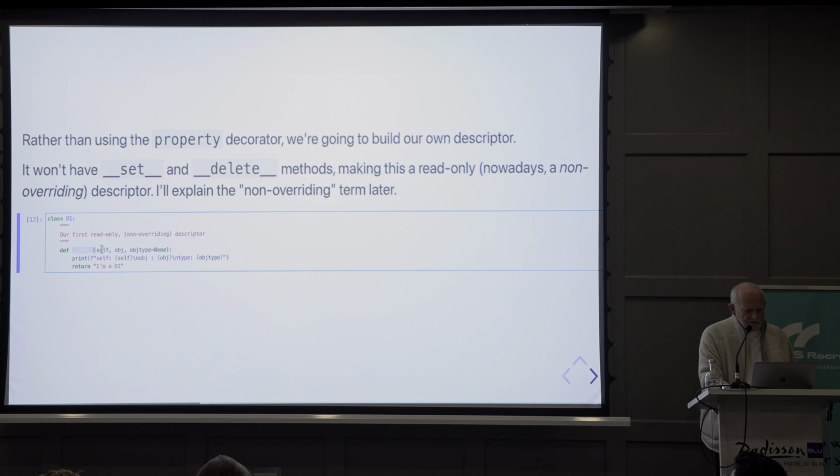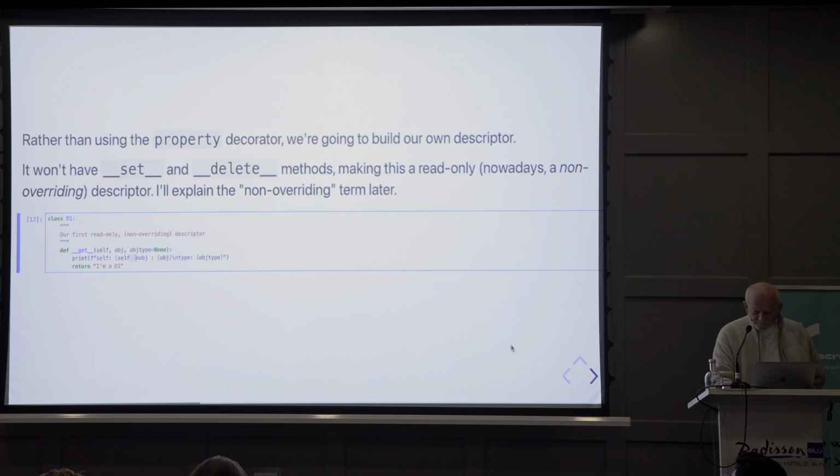And you can see that there are three arguments to __get__. There's the self argument, which always applies to methods. There's the object, and there's an object type. And we'll ignore the object type for now. So the first thing this function does is basically tell you what it's working with. It tells you the object and the object type, and then it just says, I'm a D1. So it'll always return the value, I'm a D1.